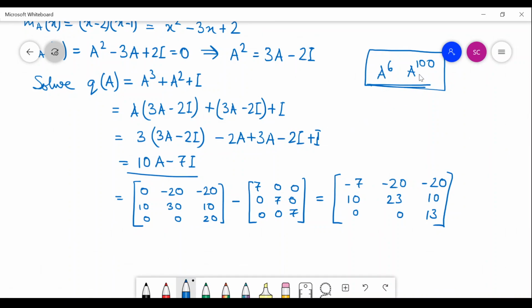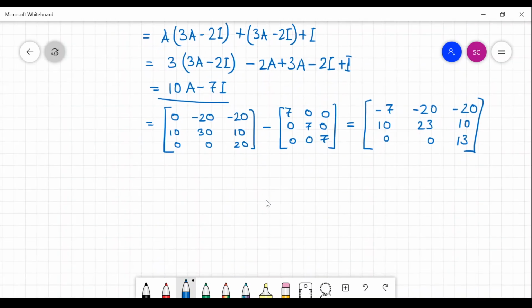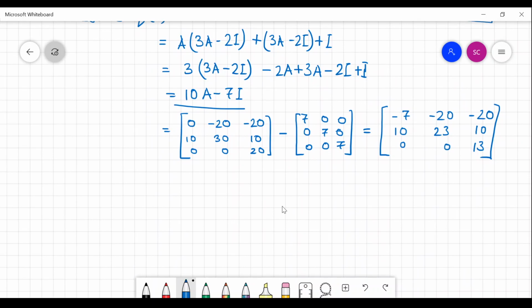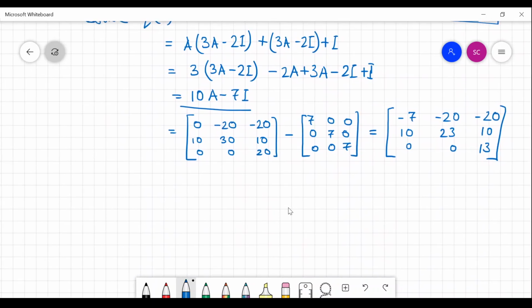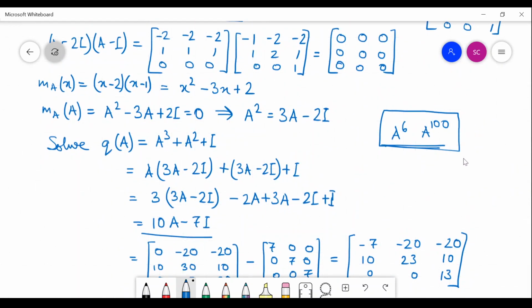So if you are asked to evaluate A to the power 100, I hope you will be able to do it. It might take some more steps for the simplification exercise, but ultimately you will find that it is in terms of A and I only. Okay, so that is about the minimal polynomial and how it is used. One use of the minimal polynomial is to evaluate higher order polynomials of the matrix A. That is one use of the minimal polynomial.